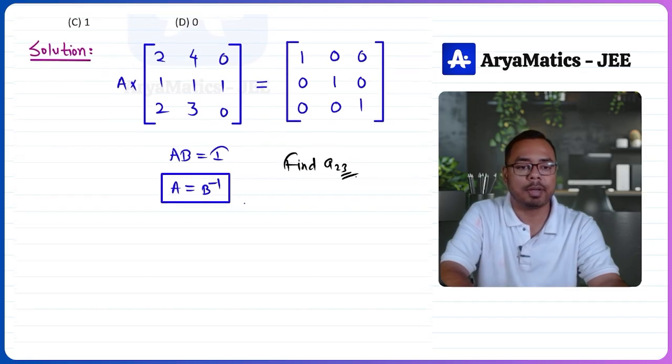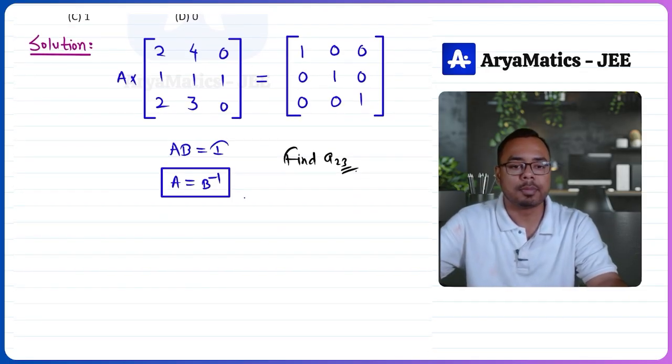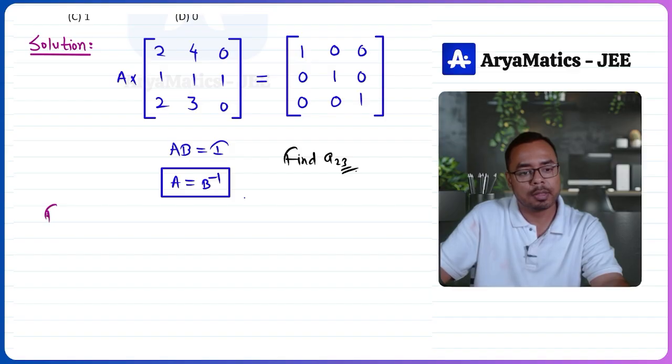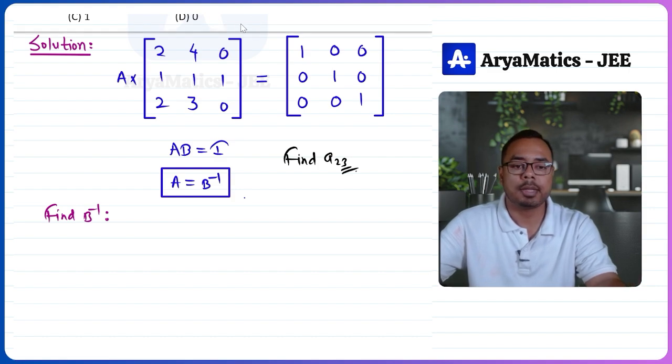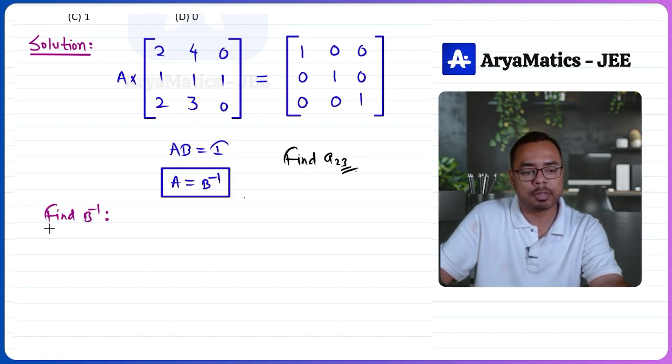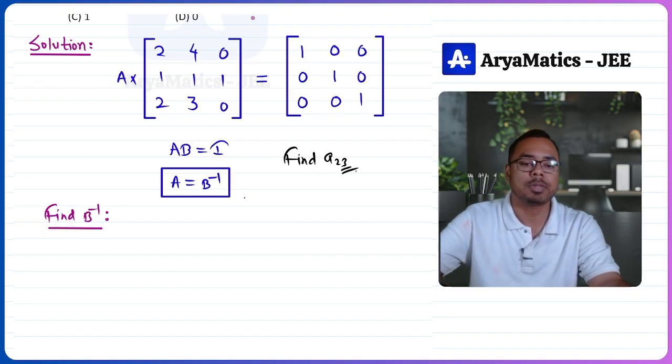So now let us try finding B inverse, right? Now we are going to find the inverse of matrix B, and then we'll see what the element in the second row, third column should be for this matrix. Now remember, for finding the inverse of any matrix, we need two things.